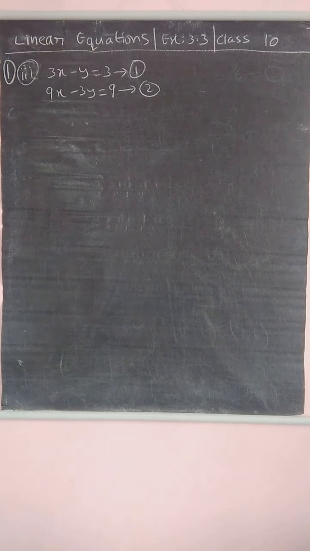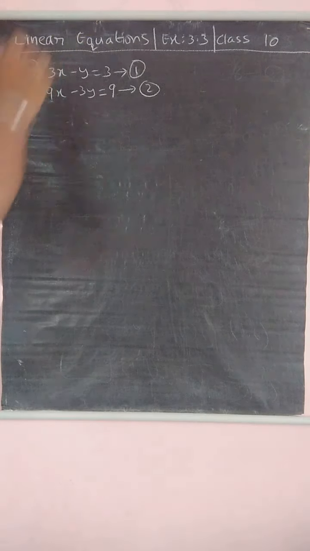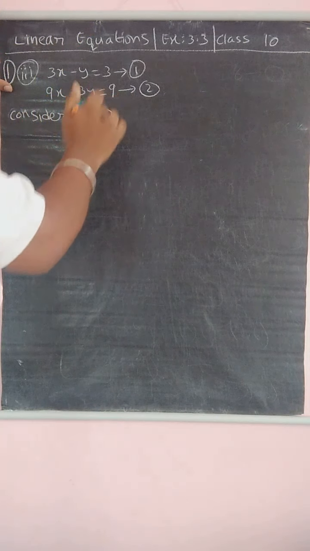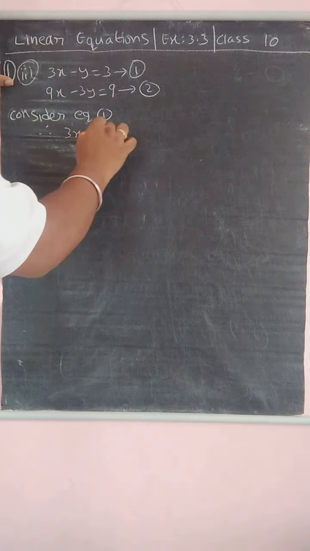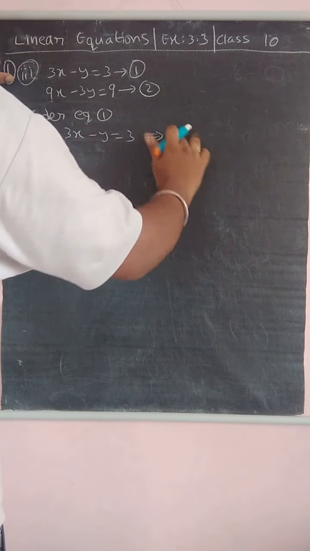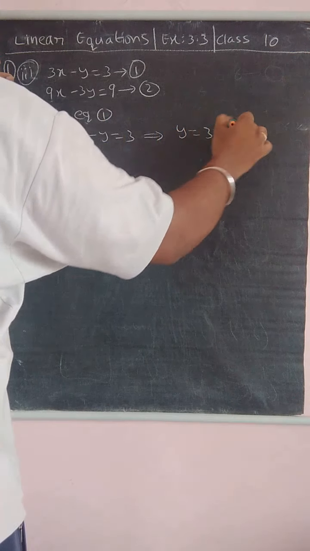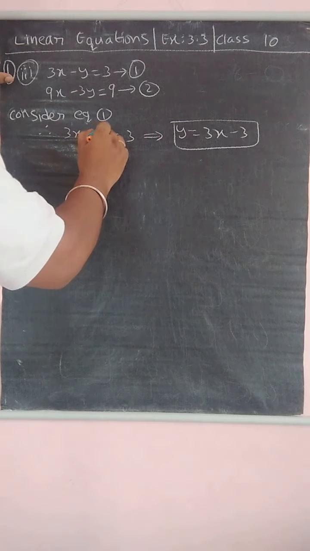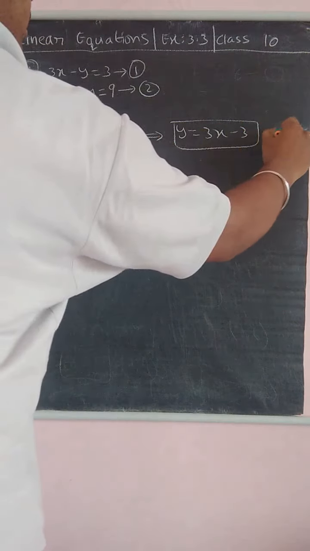So now let's see how the condition works for coincident lines. In a graph, we will draw the same line. Here, how can you find by the result whether it is coincident or intersecting? So first, as usual, consider equation 1. Therefore 3x minus y is equals to 3. From this we can write y is equals to 3x minus 3. So transposing 3 to the LHS and y to the RHS, it will give this, let it be 3.